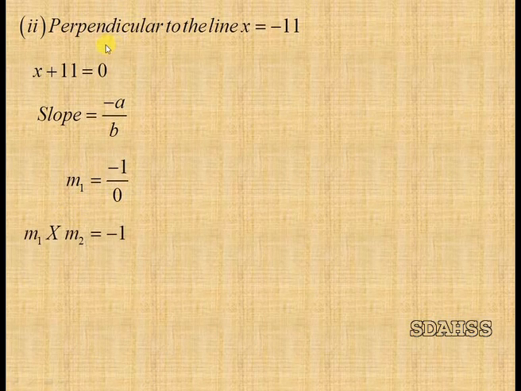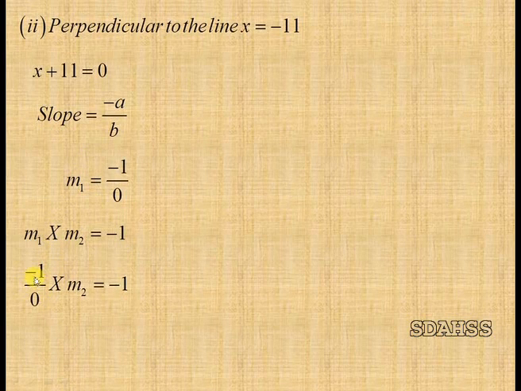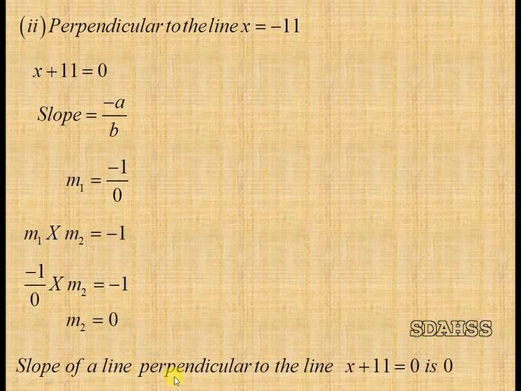Then the slope of the line perpendicular to the line x is equal to minus 11, that is given in the question. We know that any line perpendicular means m1 into m2 is equal to minus 1. Substitute here. So this becomes minus 1 by 0 into m2 is equal to minus 1. Cross multiply. So m2 is equal to 0 into any number, 0. So m2 is equal to 0. So the slope of a line perpendicular to the line x plus 11 equal to 0 is 0.